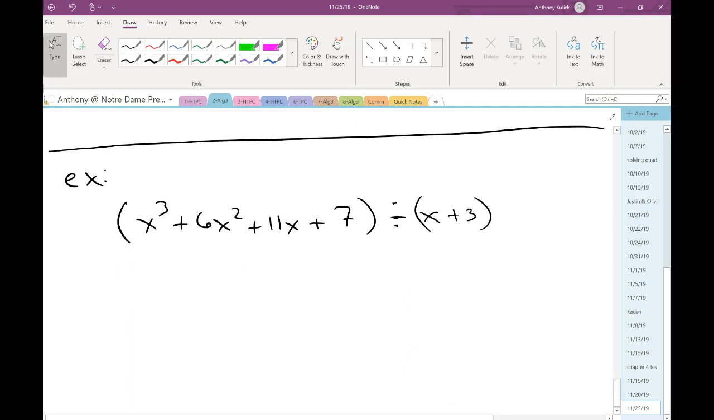Okay, so let's say we have x cubed plus 6x squared plus 11x plus 7 divided by x plus 3. Okay. So we'll start by drawing our division bar. What polynomial is going to go outside the division bar? X plus 3. And what polynomial is going to go under it? The dividend, right?